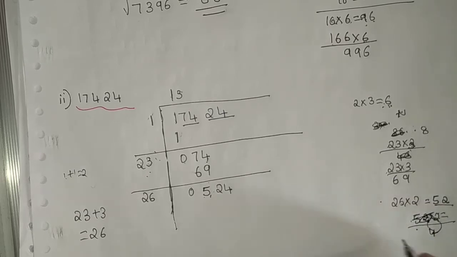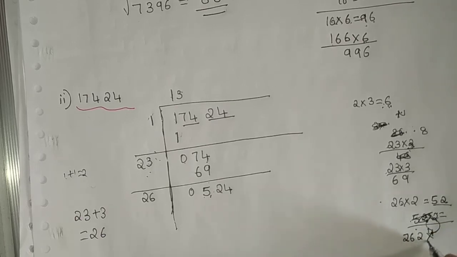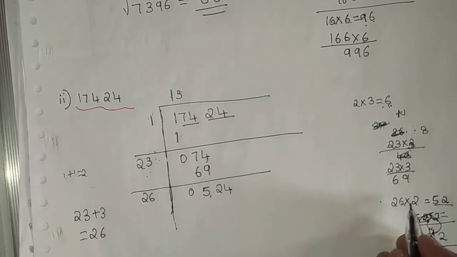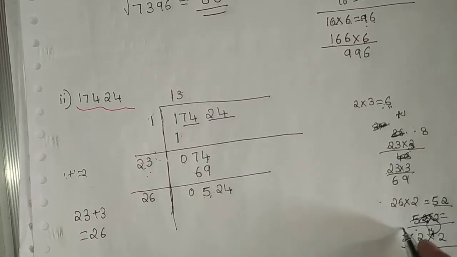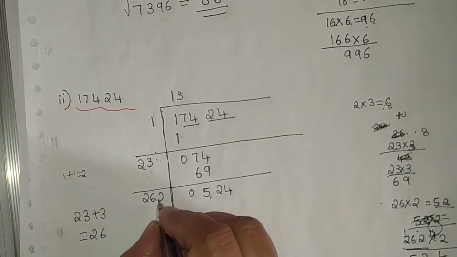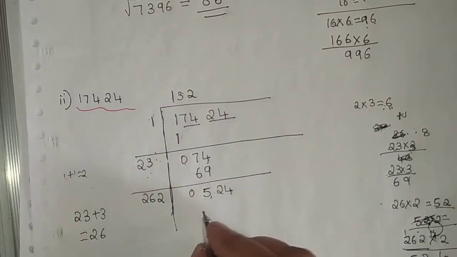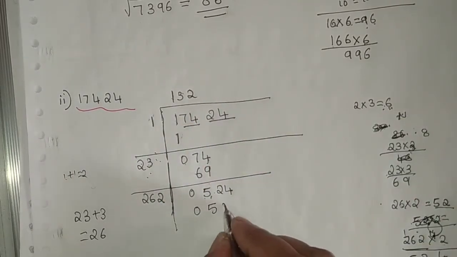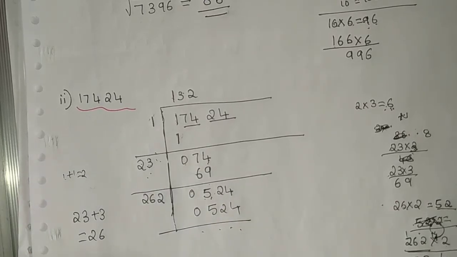After the 52, then 26 again, 262 we write into 2. So join this 262, 4, 2 6s are 12, 2 2s are 4, 1 5. So 26 into 2. So this will become here 524. So we get 0. 5 2 4. So this is the result.